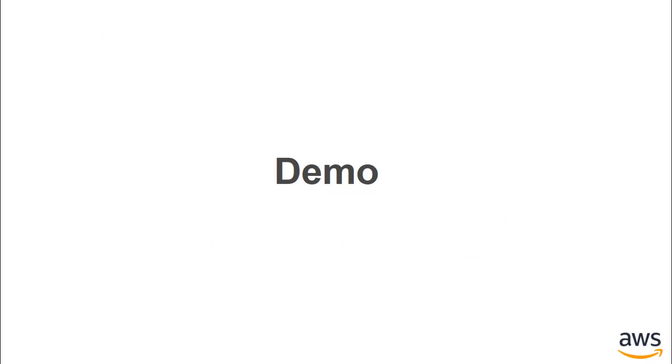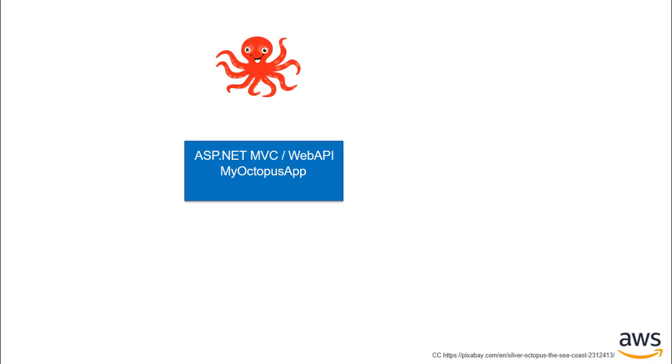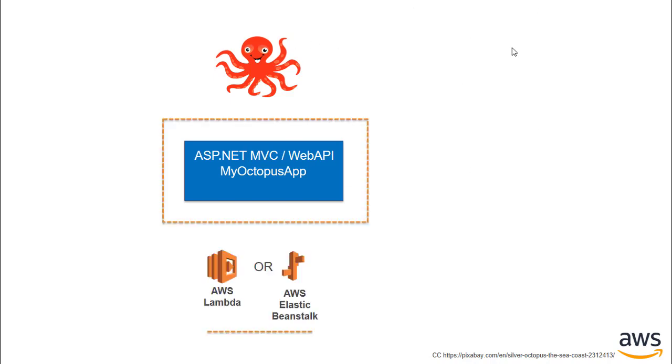So let's go for a demo and see how this works. This demo is based on a simple application called My Octopus application. It's written in ASP.NET MVC Core. It has a web API. And because it's an ASP.NET Core application, of course, you can run it on AWS Lambda, or you can run it on AWS Elastic Beanstalk, which is our managed version of IIS web services, where you can host this application.